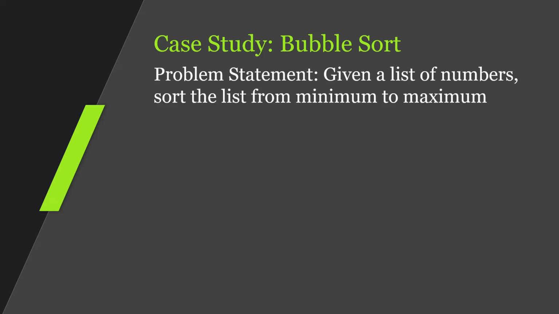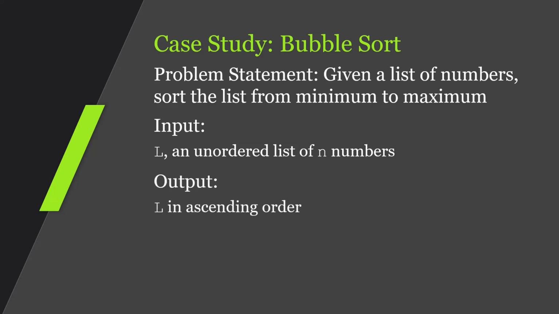So we need to ask ourselves, what are the inputs to this problem? Well, it's simply an unordered list of n numbers. Okay. What are the outputs? Well, we want L to be in ascending order. Now, you might make an argument that that's not really an output since we've already been given L. You can make that argument. Maybe there are no outputs in this particular example, but I'm going to set it up in this way.